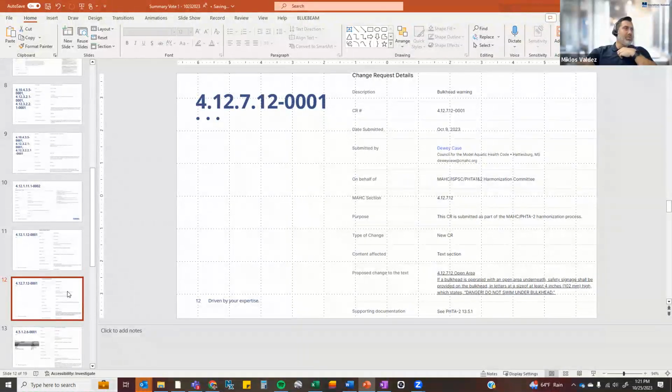This is a bulkhead warning. So this is adding to 412.712. If a bulkhead is operated with an open area underneath, safety signage shall be provided on the bulkhead in letters at a size of 4 inches high, which states danger, no swimming under bulkhead. This is again part of the harmonization committee. Any issues with this one?